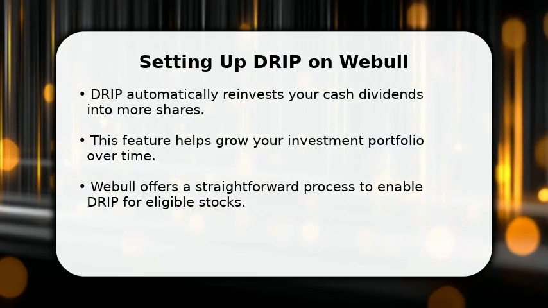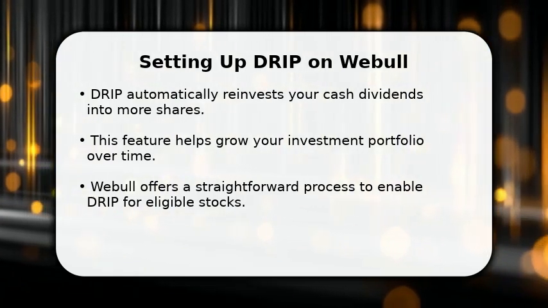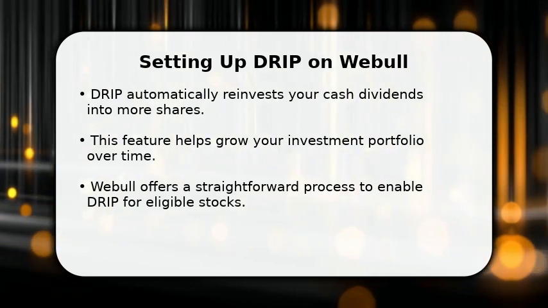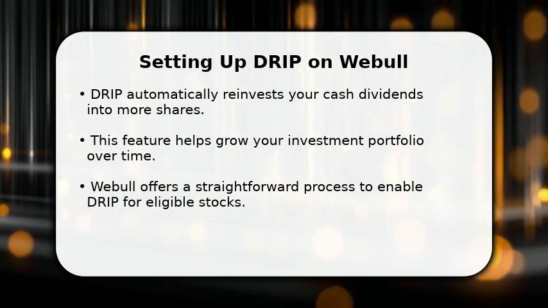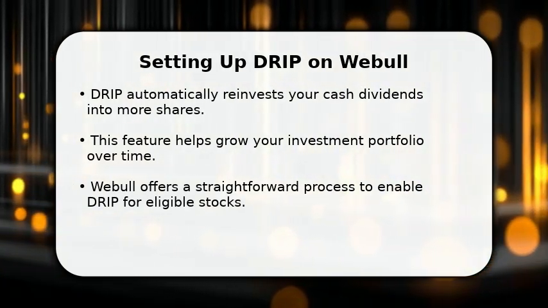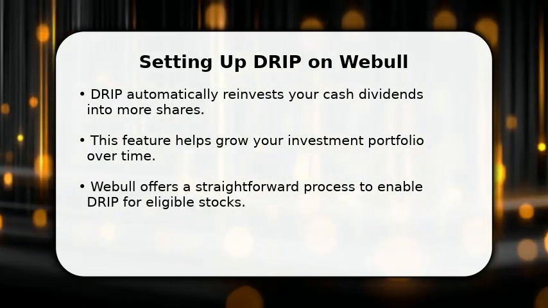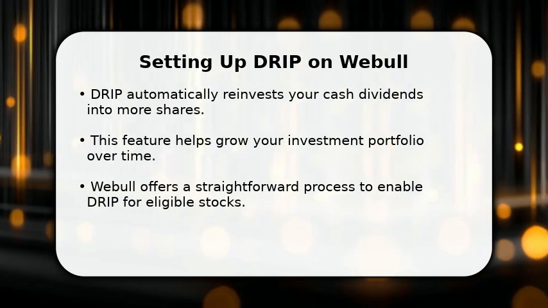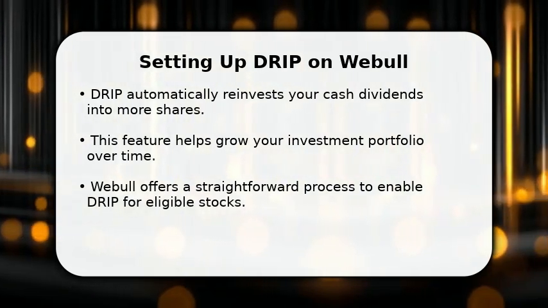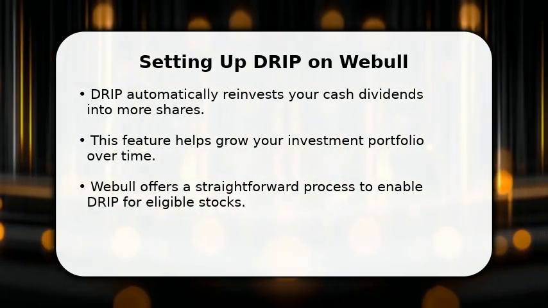In this video, I will explain how to set up DRIP on Webull. First, understand that DRIP, or Dividend Reinvestment Plan, allows you to automatically use your cash dividends to purchase additional shares or fractional shares of the same stock. This can significantly boost your long-term returns through compounding. We'll walk through the steps to activate this powerful feature within your Webull account, ensuring your investments work harder for you without constant manual intervention.